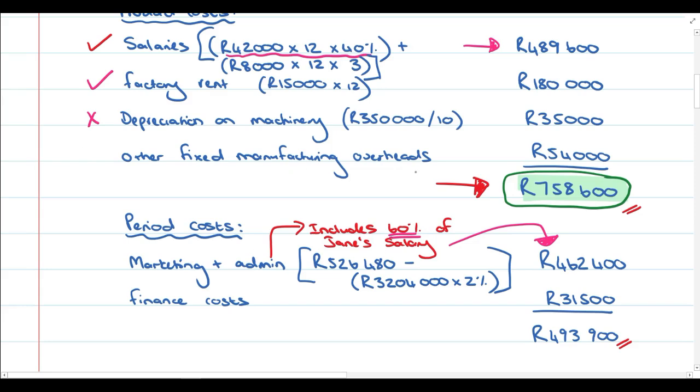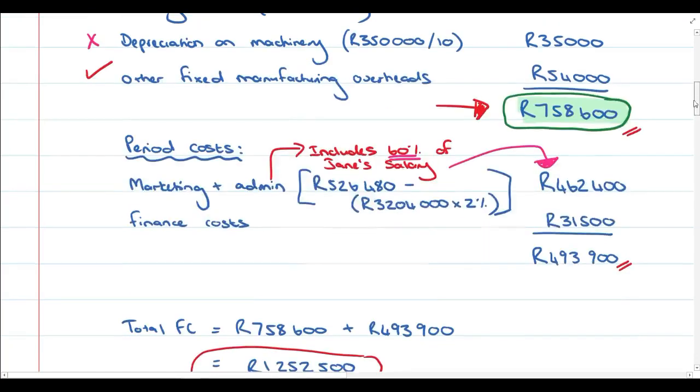Then other fixed manufacturing overheads. So we don't know what's included in that calculation. You can't just exclude it unless you specifically know that it's not a cash flow. So it's safe to assume there that that is a cash flow. The same logic applies to marketing and admin costs. And the same logic also applies to finance costs. These are all cash flows. However, you just need to be careful, guys.